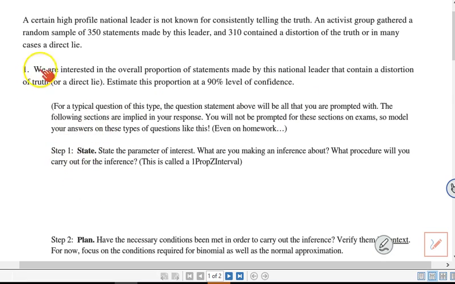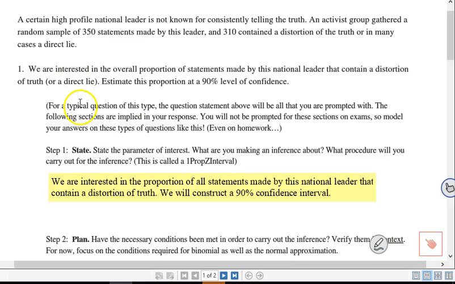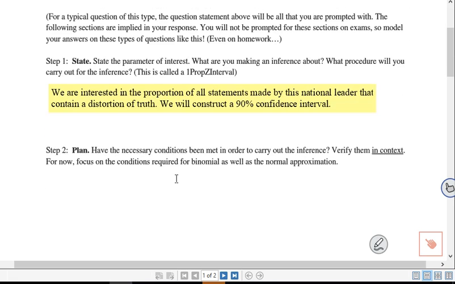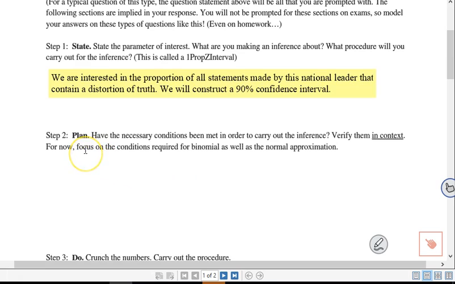So first, even though it was kind of handed to us, we're going to intentionally state the parameter of interest. So we write down that we're interested in the proportion of all statements, and the key word there is all. That indicates that it's a parameter, not just the sample proportion. So all statements made by this national leader that contain a distortion of the truth, and we're going to construct a 90% confidence interval.